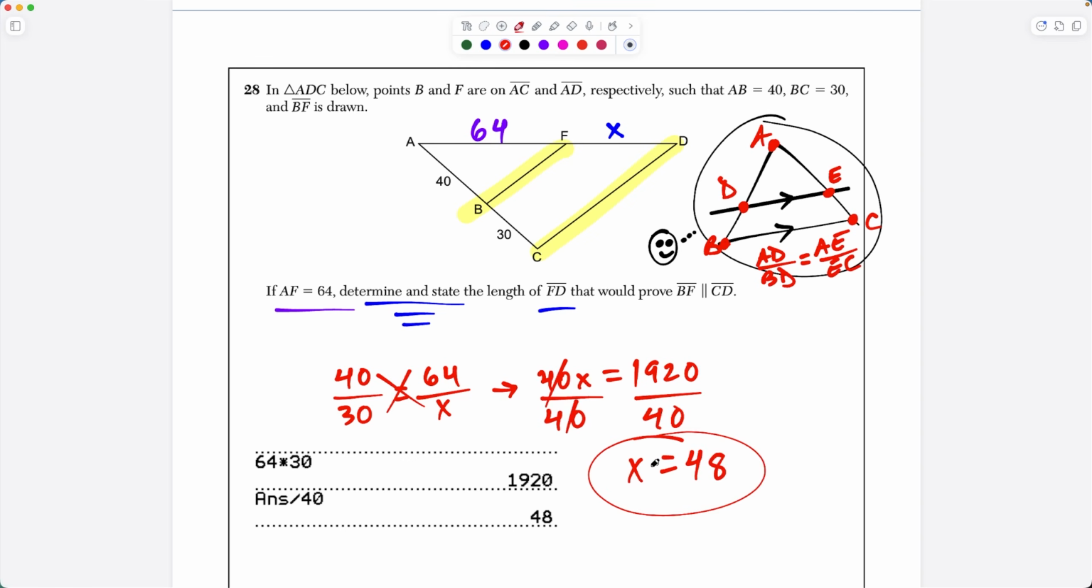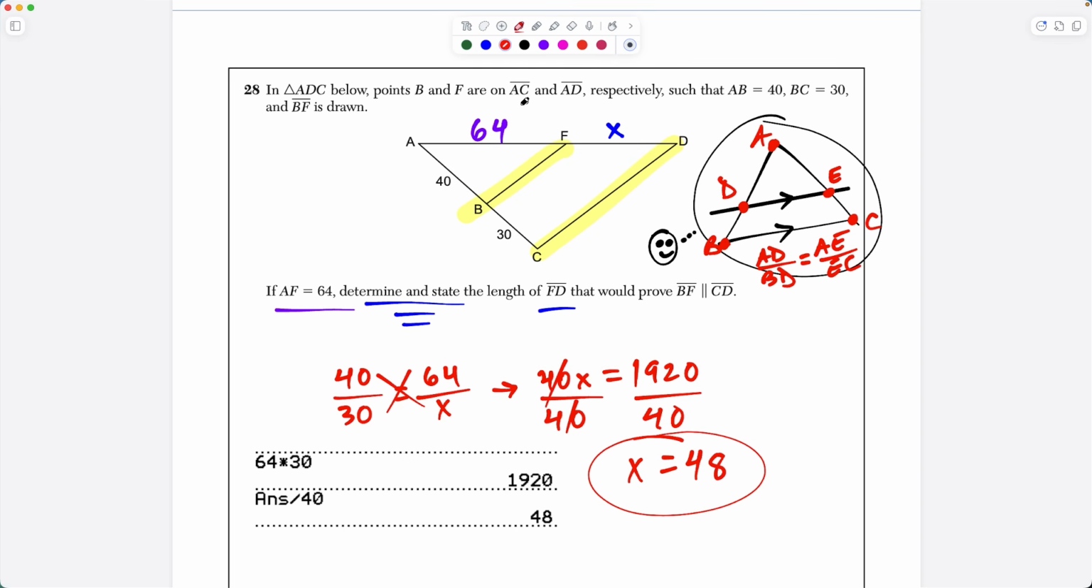Now, if I had to write a sentence here explaining why this works, I would say that BF is parallel to CD when the two sides of the triangle are cut proportionally. So you could say here, if X is equal to 48, then BF cuts sides AC and AD proportionally, which makes BF parallel to CD. But they didn't tell us to write a sentence, so I wouldn't risk writing a sentence and saying one wrong thing, because then you're opening up the graders to start subtracting points.